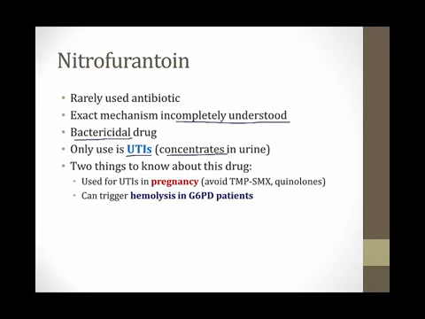And there are two things to know about this drug. The first is that it's often used for urinary tract infections in pregnancy. It's because it's safe in pregnancy, and other commonly used UTI drugs are contraindicated in pregnancy. Those include Bactrim and quinolones. The other thing to know about nitrofurantoin is that it can potentially precipitate hemolysis in patients who have a G6PD deficiency. And that concludes our module on other antibiotics.